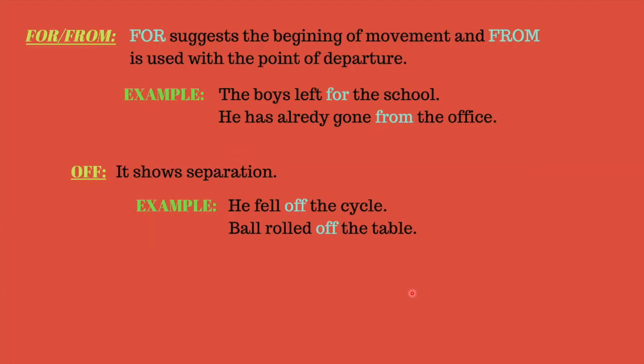For and from. Now for suggests the beginning of movement, and from is used with the point of departure. For suggests the beginning of movement, so as soon as the movement starts, we use for. The boys left for the school means the boys have started moving. Their movement has just begun. So we use for. The boys left for the school.